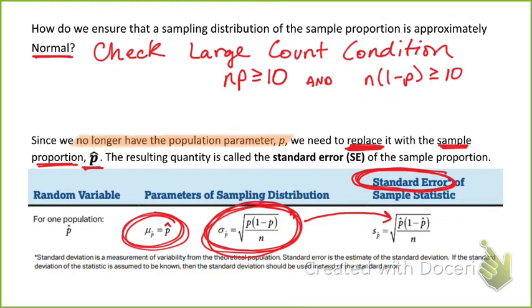So we have a bunch of P's. We're just going to put hats on them. It's going to be great. Cool? Cool. All right. We're almost there.